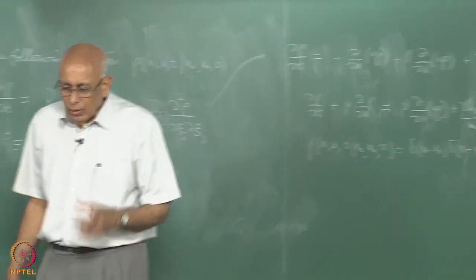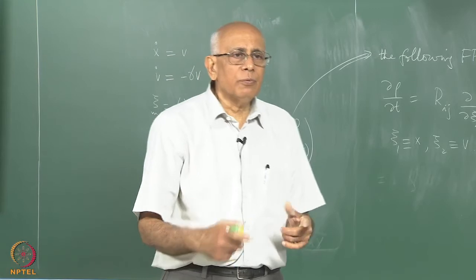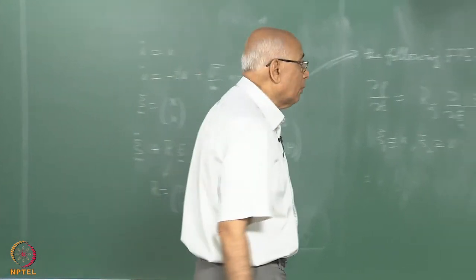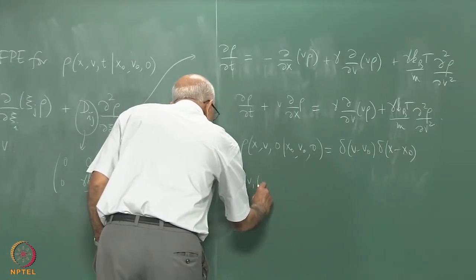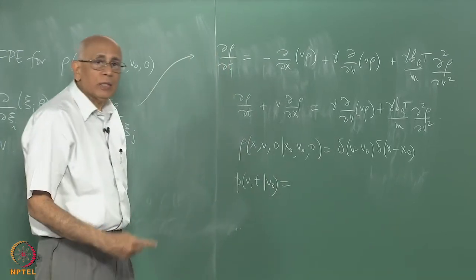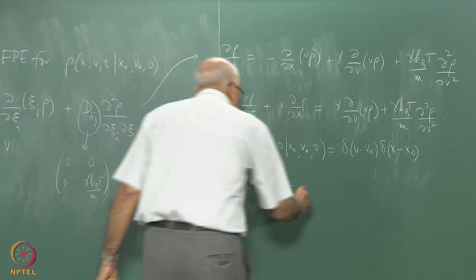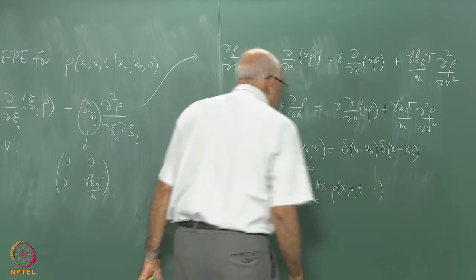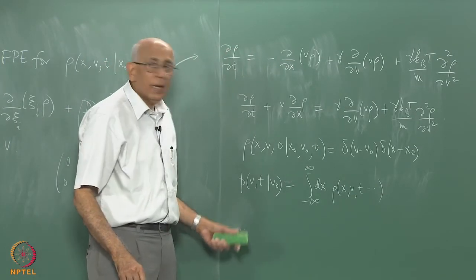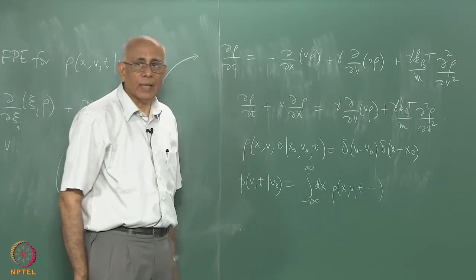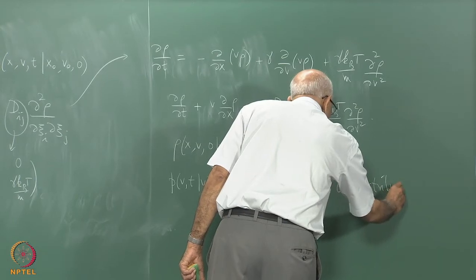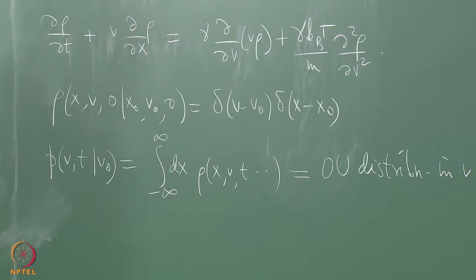But what's of interest to us is, what does this solution become if you reduce this to one of the two variables? If you reduce to the V variable, for which we already have a relation, so I want P of V, t, V naught, this should be found by actually integrating over all x, the other guy. So I integrate dx from minus infinity to infinity, rho of x, v, t, whatever. And it turns out this gives you the Ornstein-Uhlenbeck distribution, as it should. Which is exactly what you expect it to do.